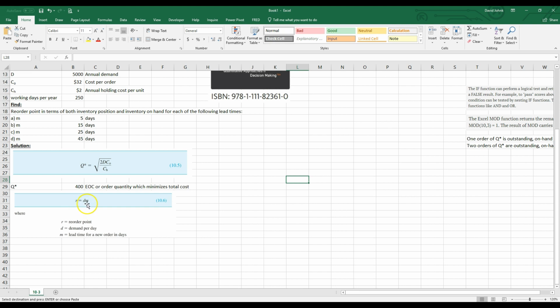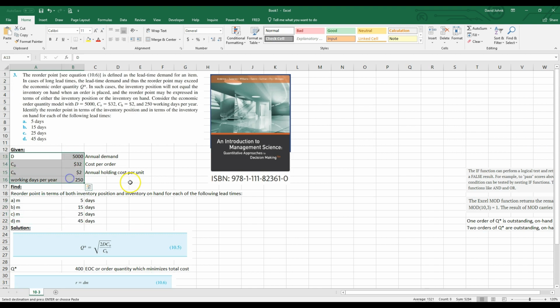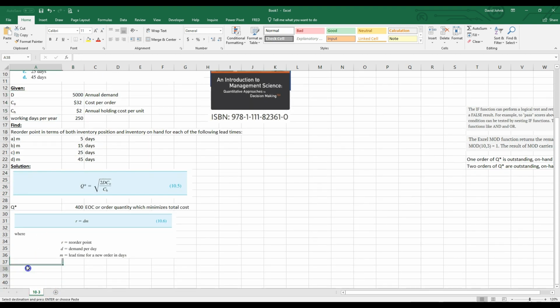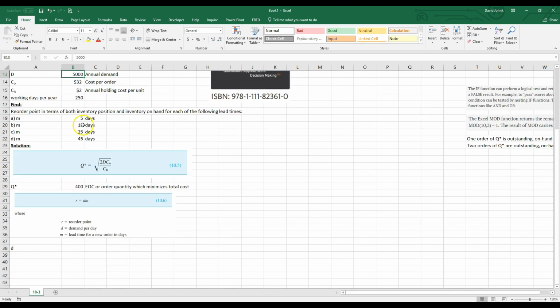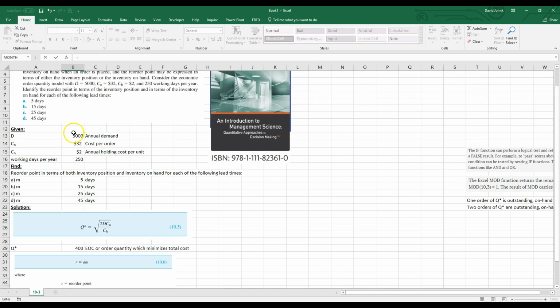You need the demand per day times M. Well, we don't have the demand per day, so we have to calculate it. We have M up here, right? We have M for the different days. But up here, we don't have small d, which is demand per day. So we need to calculate demand per day. Let's think about this. The annual demand is 5,000, right? So we could say it's equal to 5,000 units. And then how many working days do we have? 250.